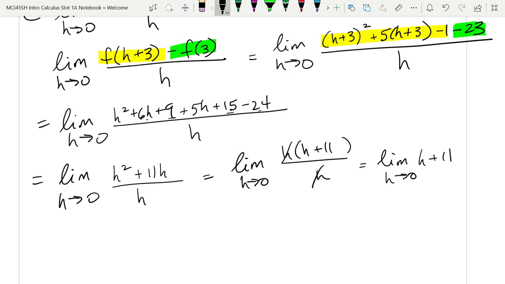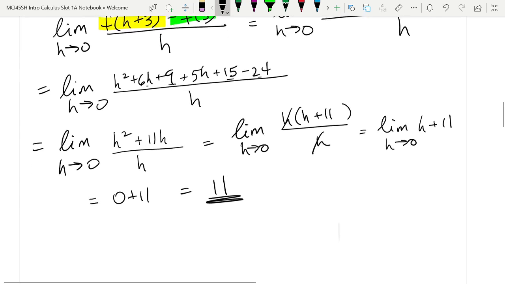No more denominator problems, so I can actually just plug in my limiting value. And remember, when I do that, it's not a limit anymore. It's just 0 plus 11. So there we go. The slope at the point that we're looking at is 11, according to this. So that's the A part of the question.